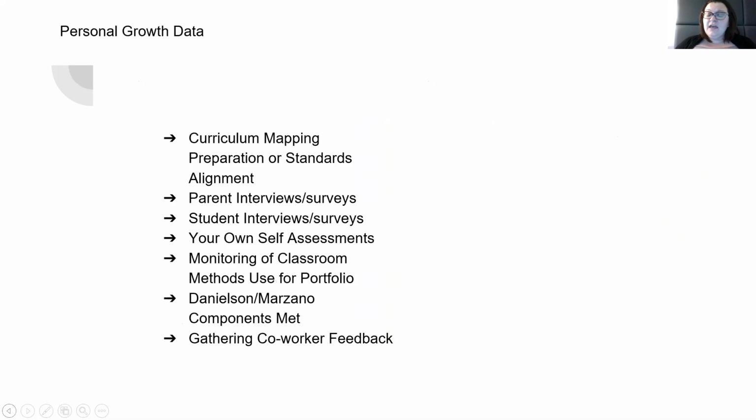Personal growth data. This is something that I think a lot of teachers do not pay attention to. We have to remember that as teachers, we are also students every day and that we're growing too. So we have to make sure that we have some methods in place so that we can monitor our own personal growth. You may have the Marzano and the Danielson system. Are you monitoring your growth? Are you self-monitoring yourself? You may have your own assessments that you want on your own.